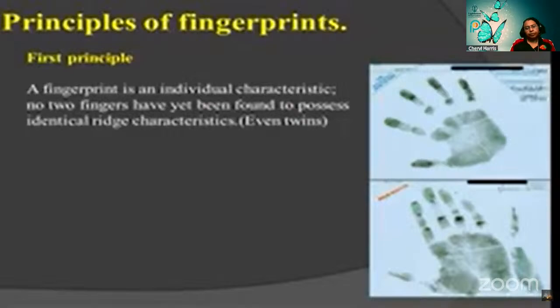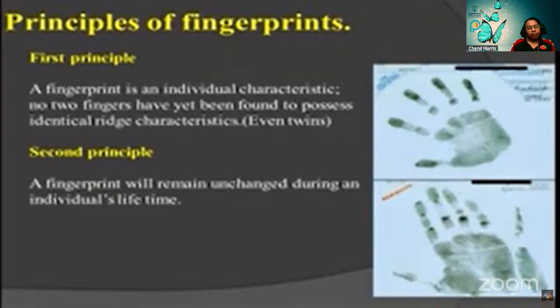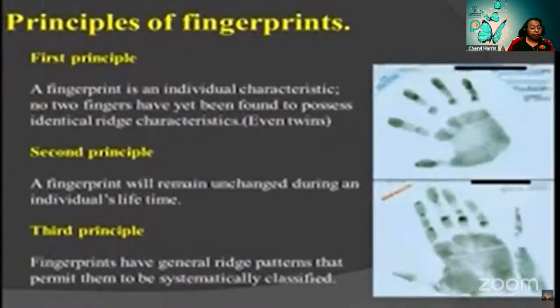The second principle is that a fingerprint will remain unchanged during an individual's lifetime. Therefore, it has massive importance in the criminal justice system, just like DNA. But as far as DNA is concerned, that is quite complicated and expensive. As far as fingerprint is concerned, that is very easy, not expensive, and there is no difficulty in the records of fingerprints as well. And the third principle of fingerprint is that fingerprints have general ridge patterns that permit them to be systematically classified.